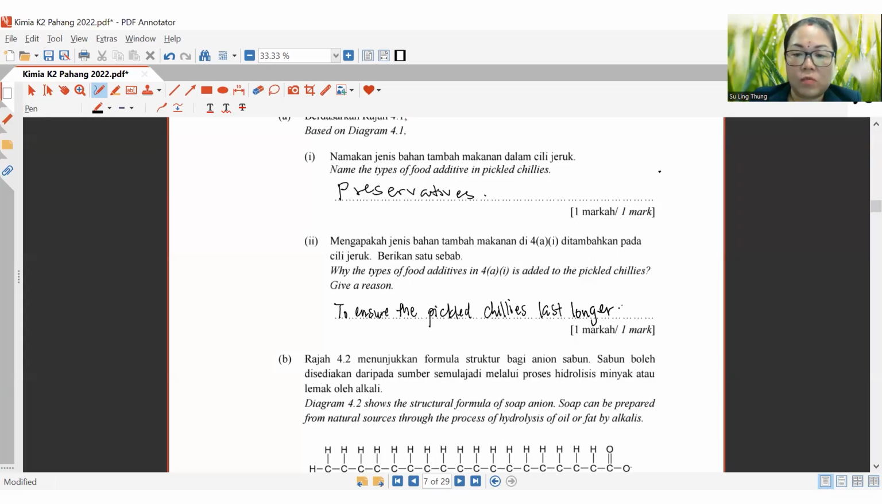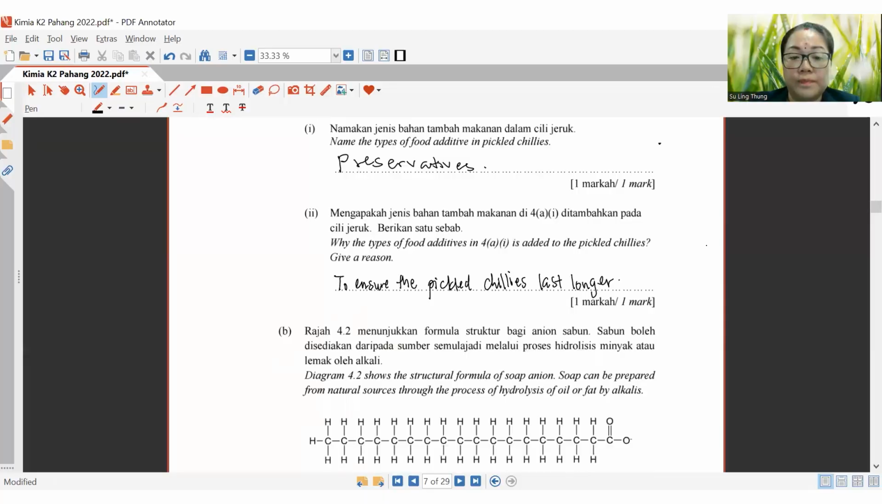So that's just 1 mark lah. There's no necessity for you to add too much because it is a 1 mark question. Okay, let's look at the next question.